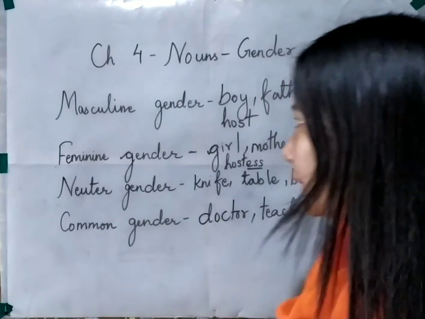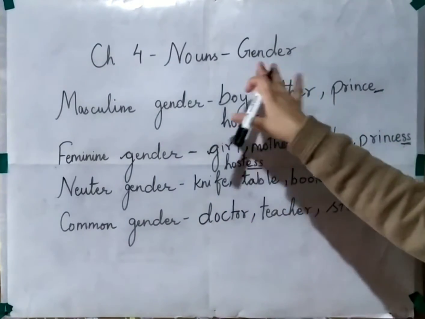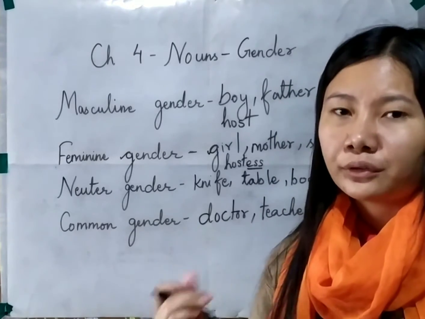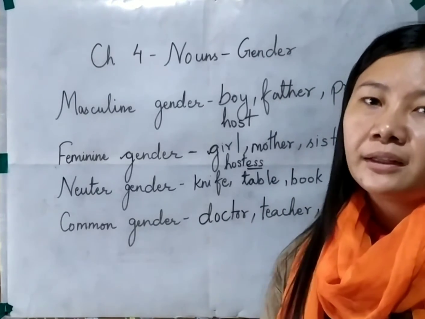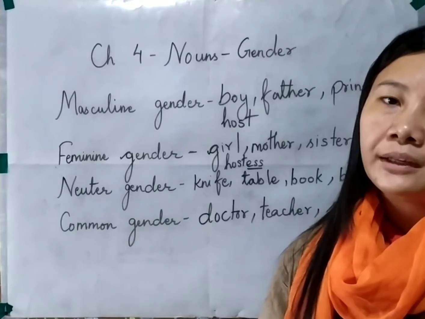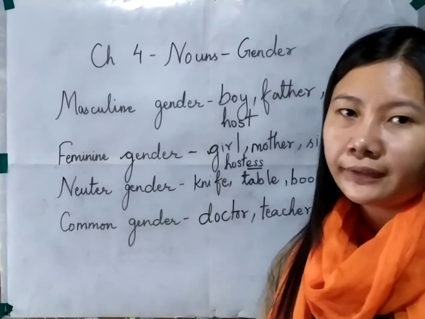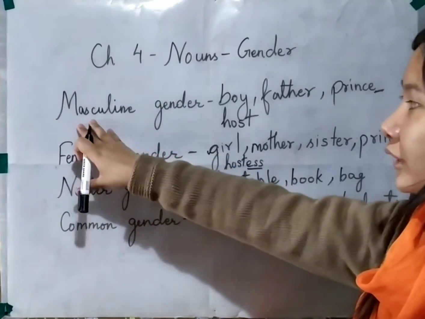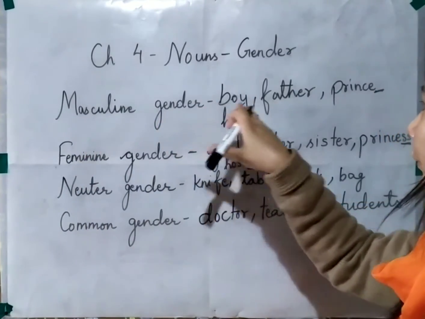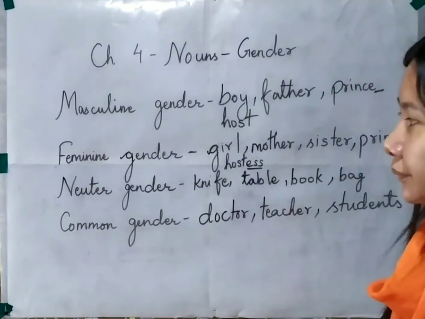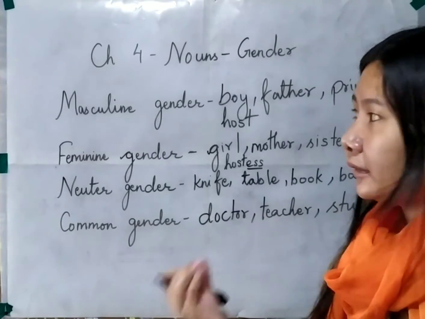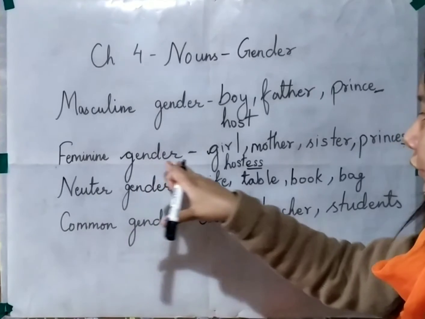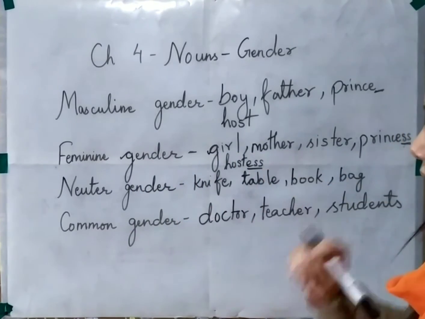So over here, what did we see? Overall, we saw that the gender of a noun tells us whether a noun is referring to a male, or a female, or both male and female, or a non-living thing. So we saw that if a noun refers to a male, then we call such a noun masculine gender, and we saw some examples. Next we saw that a noun that refers to a female is called a feminine gender. So here are some examples that we discussed.